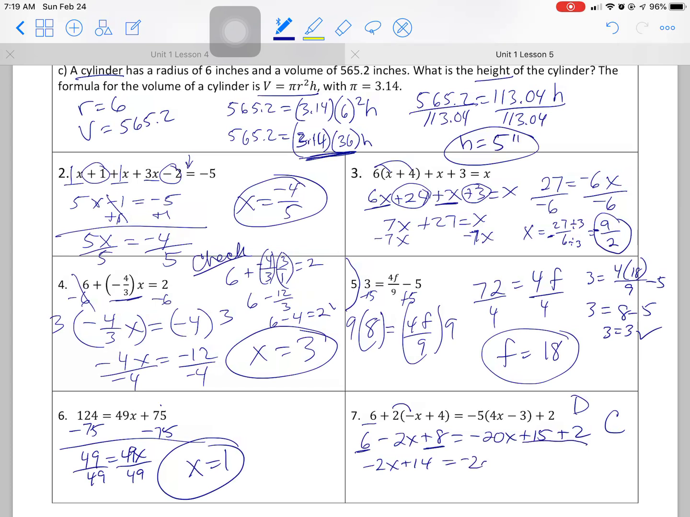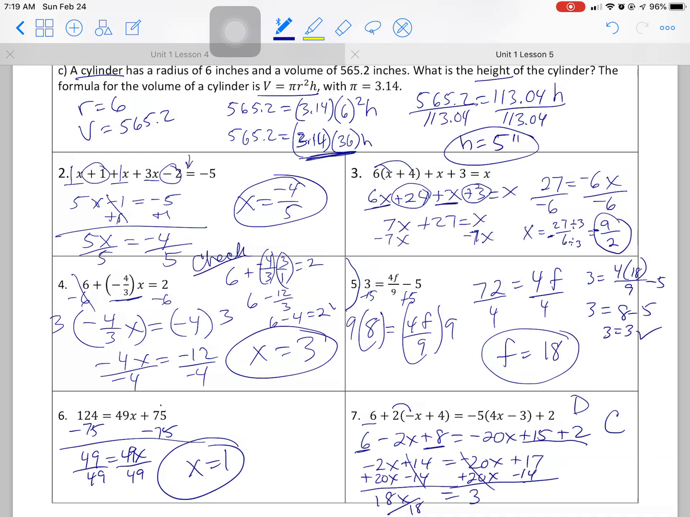Combine like terms over here. All right. Then this has got to go this way. And this one's got to go this way. That way you're only getting rid of one thing on each side, and all the x's are over here and all the constant terms are over there. So this is what, 18x equals 3.